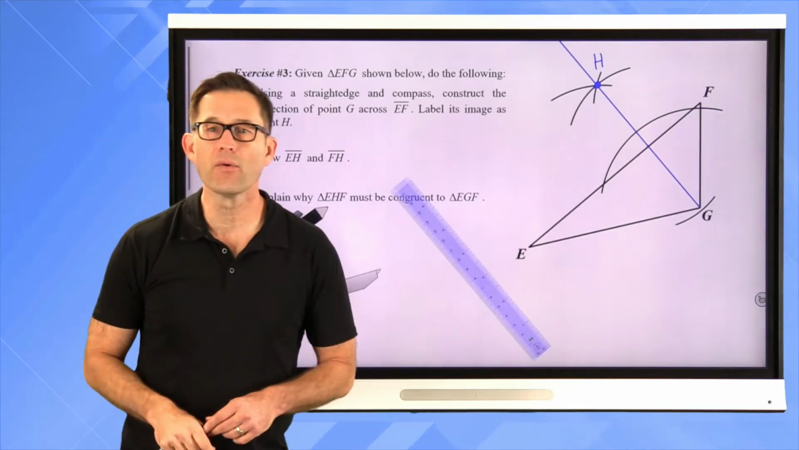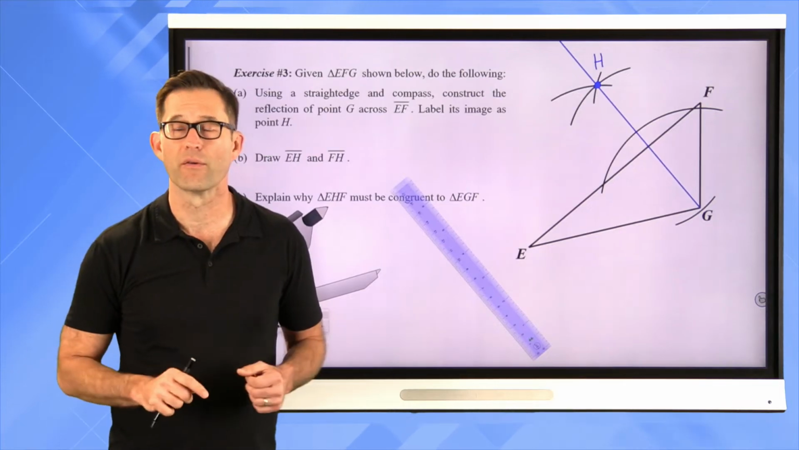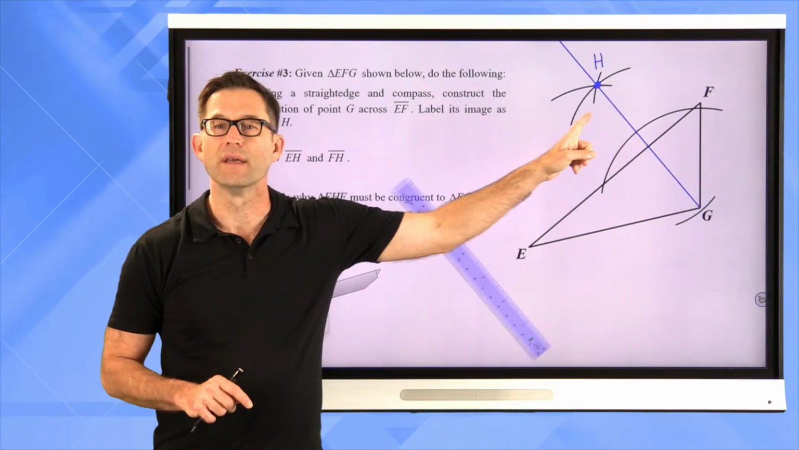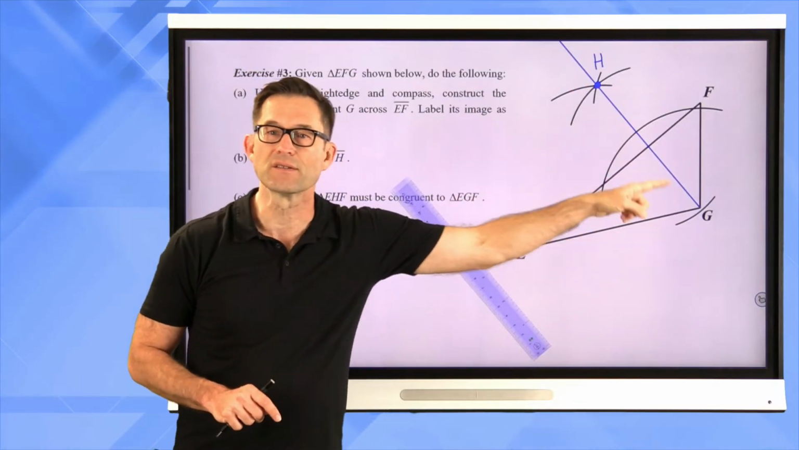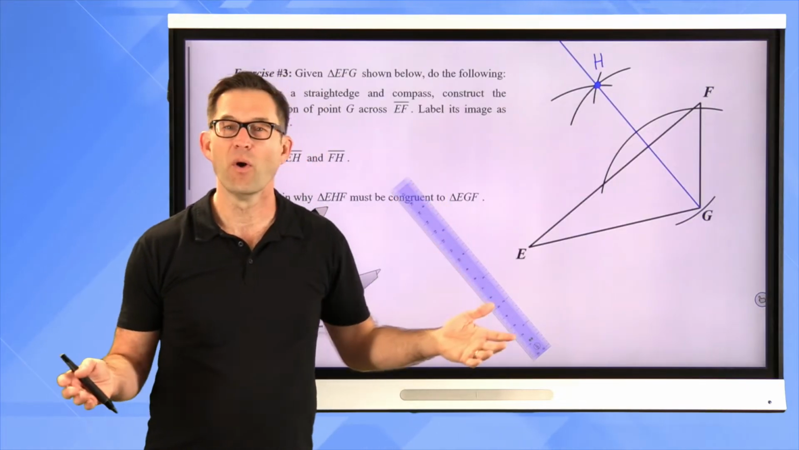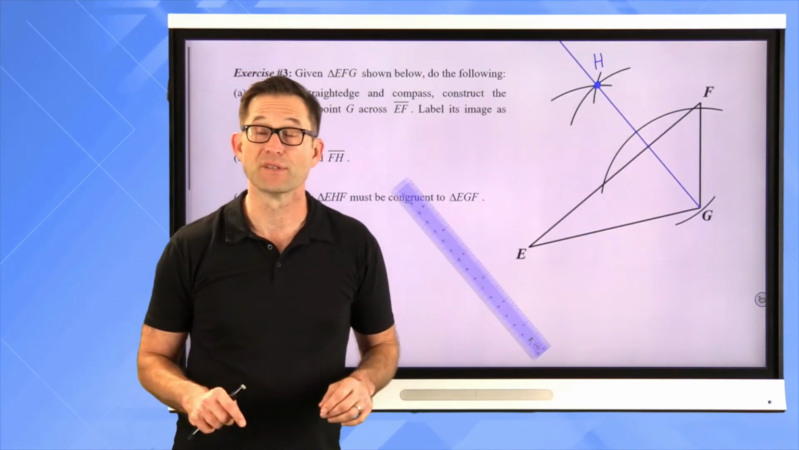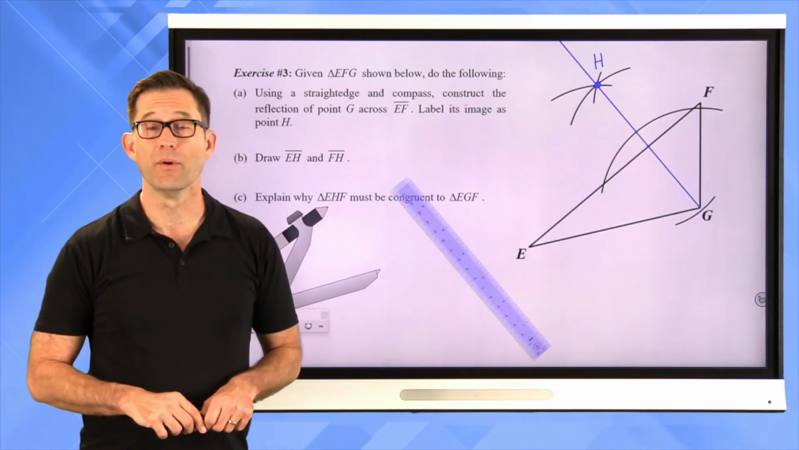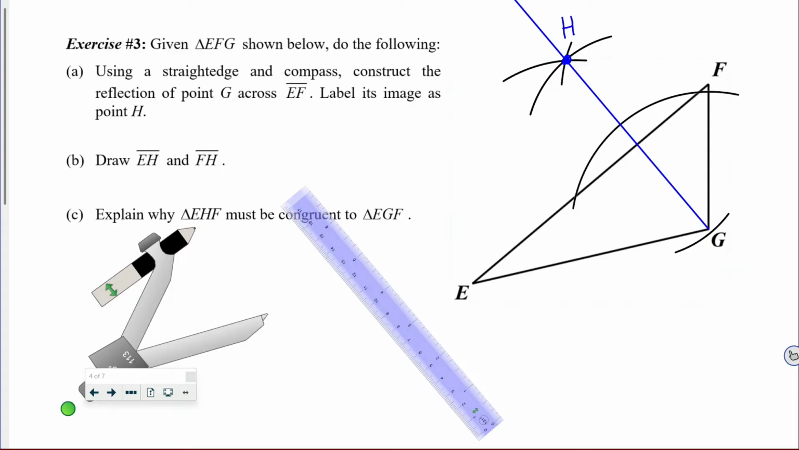And there we go. We have found the location of our reflected point, the image point. Now again, this was another coincidence where basically the distance ended up being exactly where those 2 arcs were, which won't always happen, but did a couple times in a row. What are you going to do? All right, anyway, let's take a look at letter B. This is simple. Draw segment EH and segment FH. All right, that's simple enough.